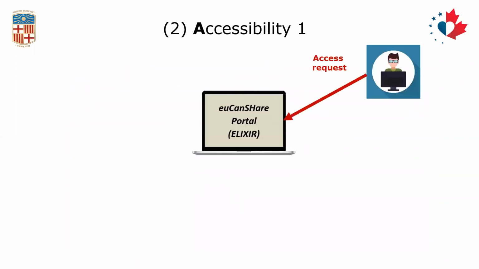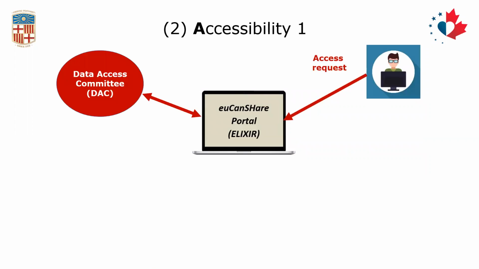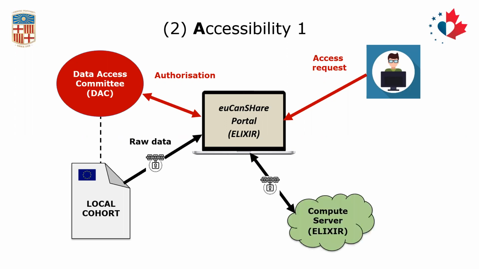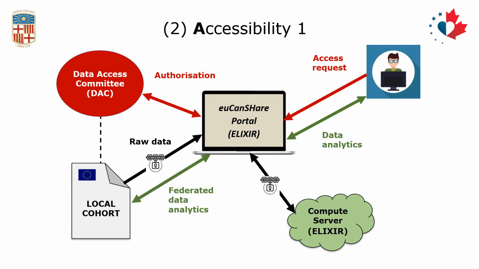So the user is here, sends the access request, the portal sends or transfers the access request to the different data access committees, who then give, for example, the authorization. Once the authorization is given, they send the data through different protocols securely. Then they are in the cloud infrastructure of You Can Share. And then the user can perform some data analytics. Alternatively, if the raw data cannot be moved from the local cohorts, we send the tools instead, using a federated approach.